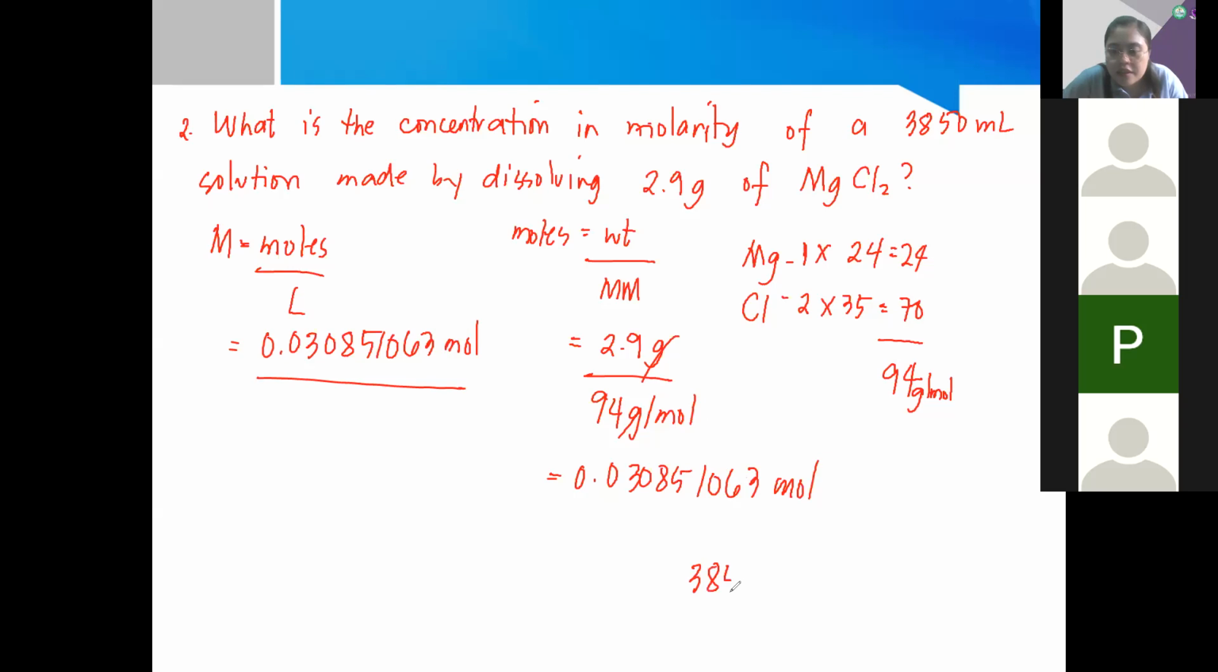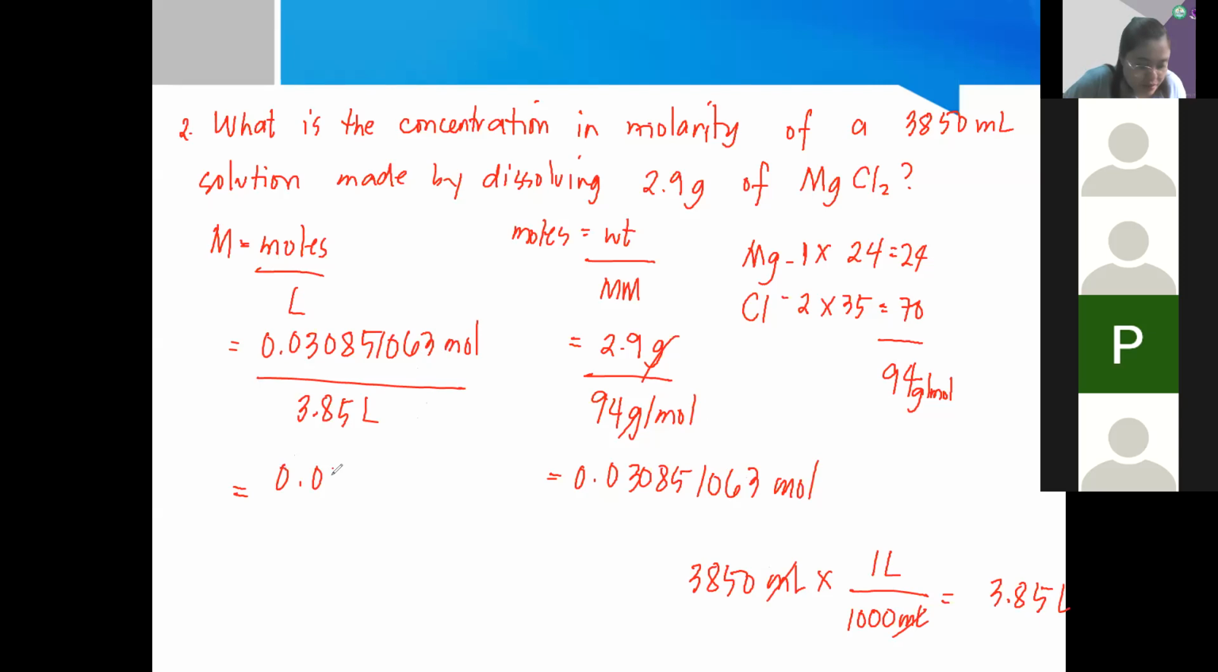The given is 3,850 ml. So, you need to convert this first. Okay? Cancel the ml. 3,850 divided by 1,000 is 3.85 liters. So, ilagay natin siya dito. So, 0.030851063 divided by 3.85 is 0.0081. Pwede din, lagyan nyo pa ng 1. Pero okay lang din 3 decimal places.